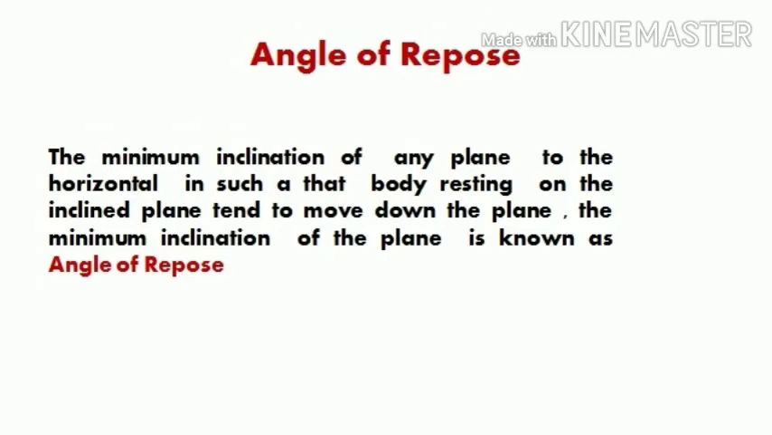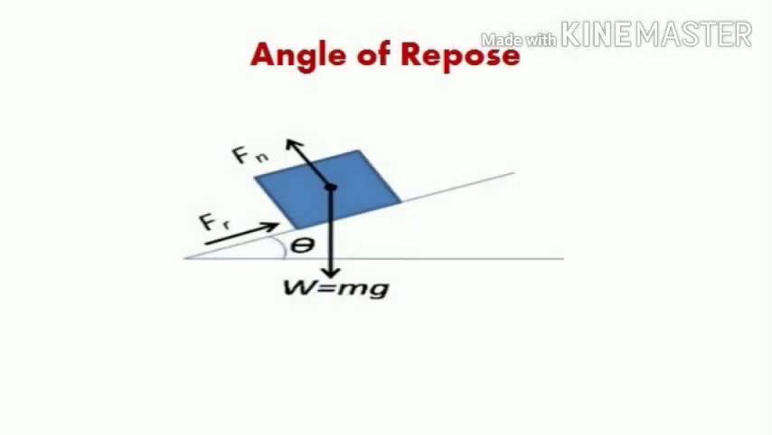Here we can see the inclined plane where the body is resting, and the angle of the inclined plane is theta, and the body tries to move down. That is the angle of repose, the minimum angle of any plane to the horizontal such that the body resting on the inclined plane tends to move downward, and it is called the angle of repose.